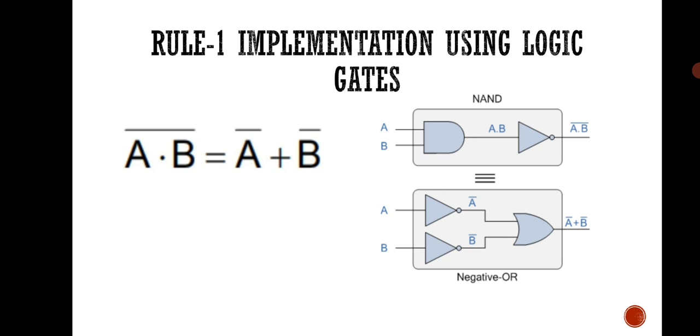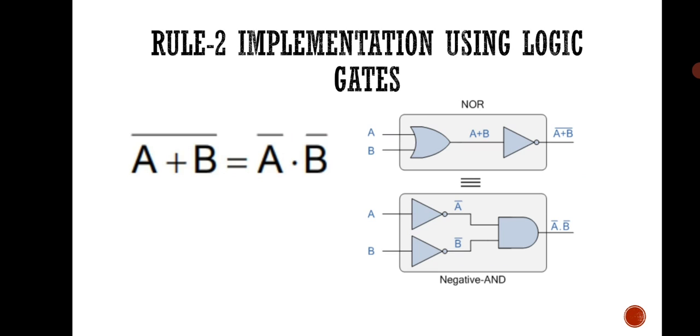Now let us see the rule 2 implementation using logic gates. A plus b means an OR gate, and (a plus b) whole bar is a NOR gate. When two inputs a and b are fed to an OR gate, the output will be a plus b. Then we feed it to an inverter to get (a plus b) whole bar.